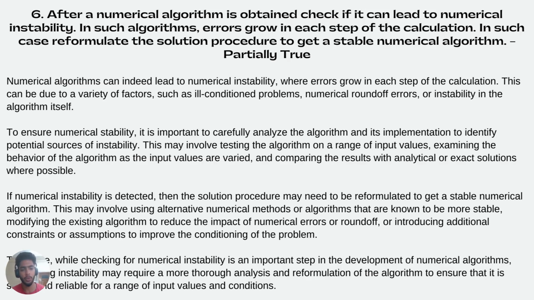We can do this by using alternative numerical methods or algorithms that are known to be more stable than the existing algorithm that we already have, to reduce the impact of numerical errors or round off, or introducing additional constraints or assumptions to improve the conditioning of the problem. Checking for numerical instability is an important step in the development of a numerical algorithm, and numerical instability may require a more thorough analysis and reformulation of the algorithm to ensure that it is really reliable for a range of input values and conditions. Let's go to the next question.